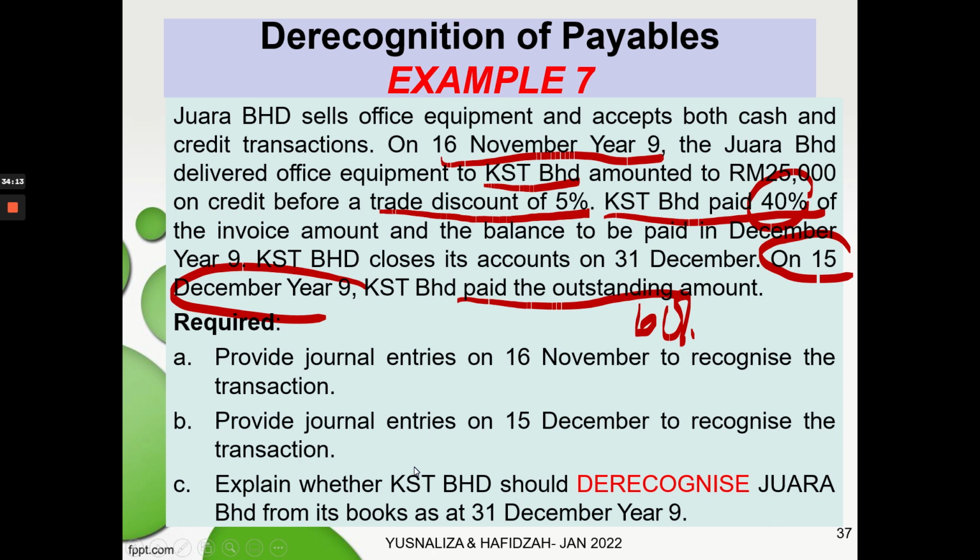So the reporting entity is KST. The accounts payable financial liability here is Juara Bhd, and the year end is 31st December year 9. We have to do transactions for 16 November, which is the date the financial liability arose, and also the date the payment was made for the outstanding amount.